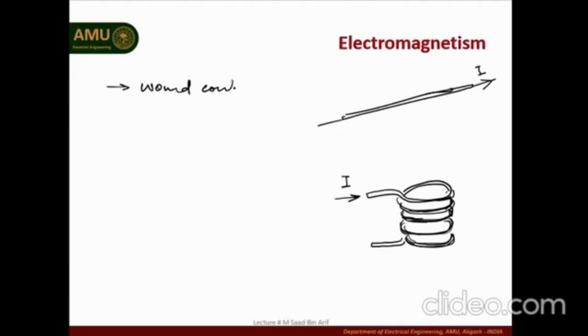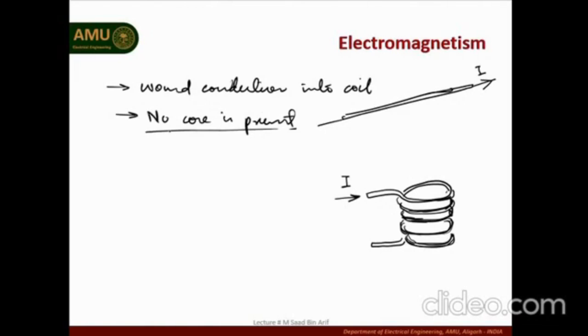And the current I is going inside the coil. So from this arrangement, what we have is, we have wound conductor, we wound the conductor into a coil shape. Right now there is no core, so here there is no core.